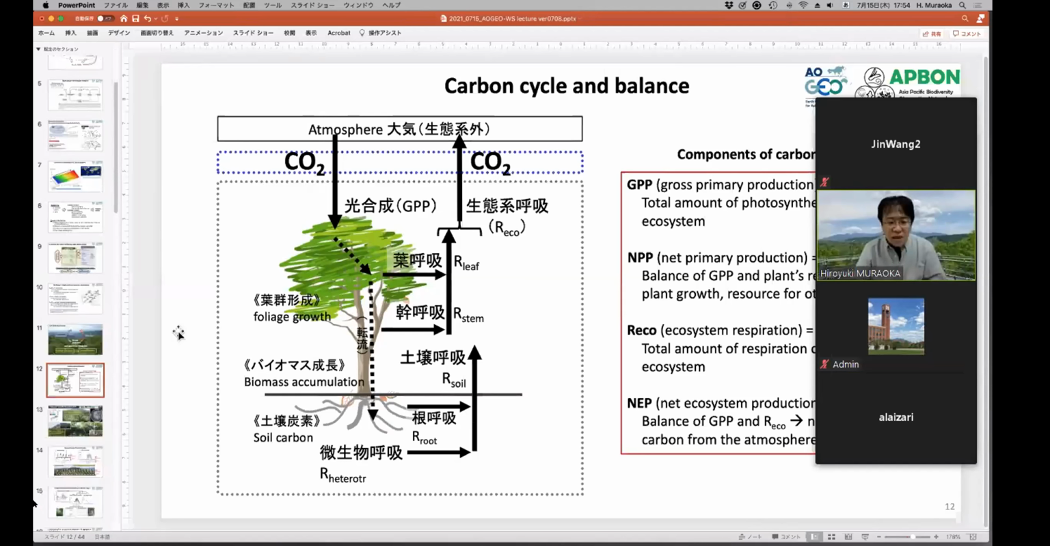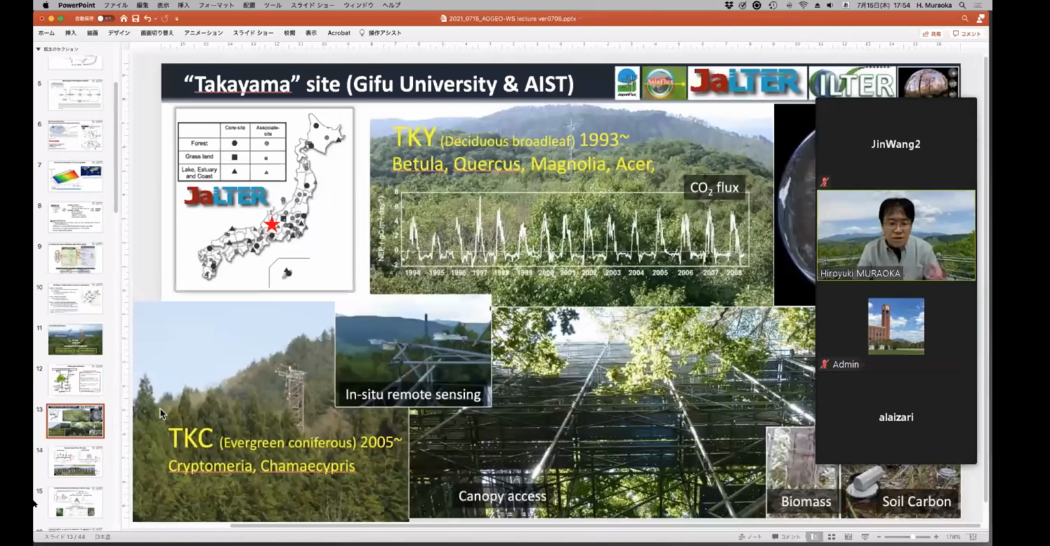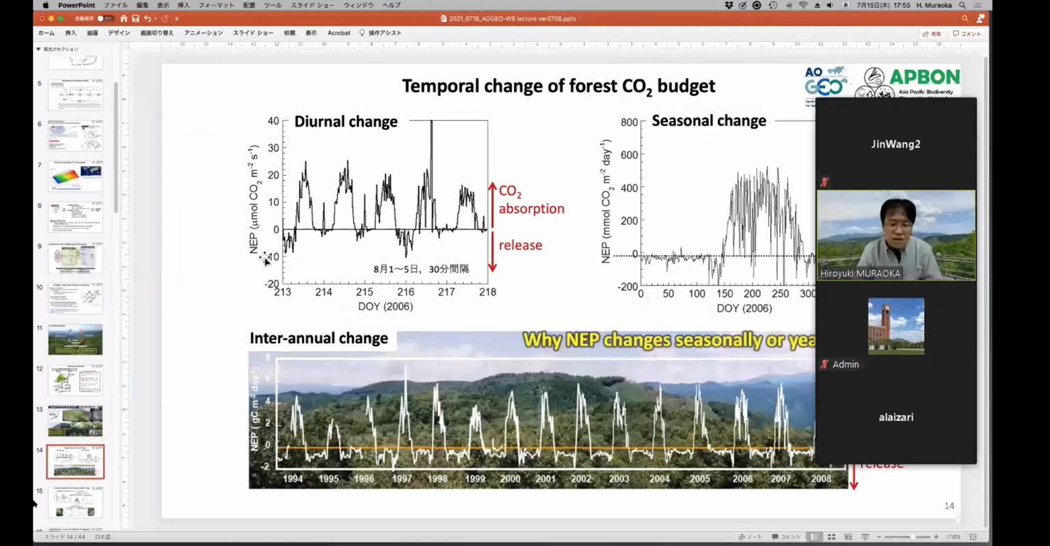This is the research site in Japan. We have this CO2 measurement infrastructure, this kind of technology, to reach the tree leaves. If you measure the CO2 exchange between the atmosphere and the forest ecosystem, we see the net ecosystem production, which is the budget of the CO2 absorption and CO2 release of the ecosystems. This is the diurnal change: if you have stronger solar radiation, you have higher CO2 absorption. It means higher photosynthetic rates by the trees.